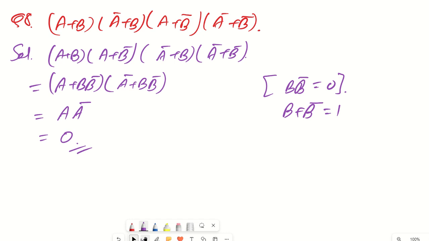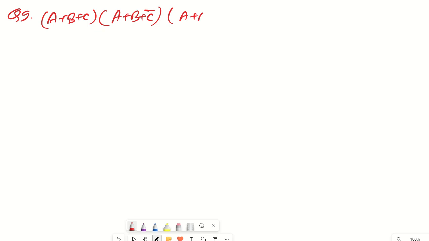All right, let us take another question. So the question is, a plus b plus c, this was asked in GATE, into a plus b plus c bar into a plus b bar plus c. So we have to find out what is the simplified value for this particular expression, right? So what we can do is, we can try directly solving it and see what is the answer that we are going to get, right?